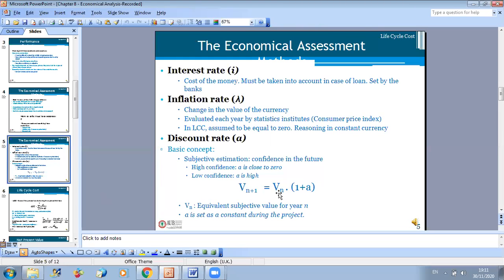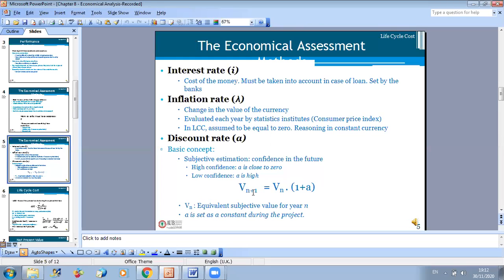I will buy this object. After 1 year, I cannot buy it with $1,000. I need more. So this is called the confidence in the future: how much my country is stable, how much my situation is good. If my situation is good and my country is stable and everything is okay, I will consider that A will be close to zero.